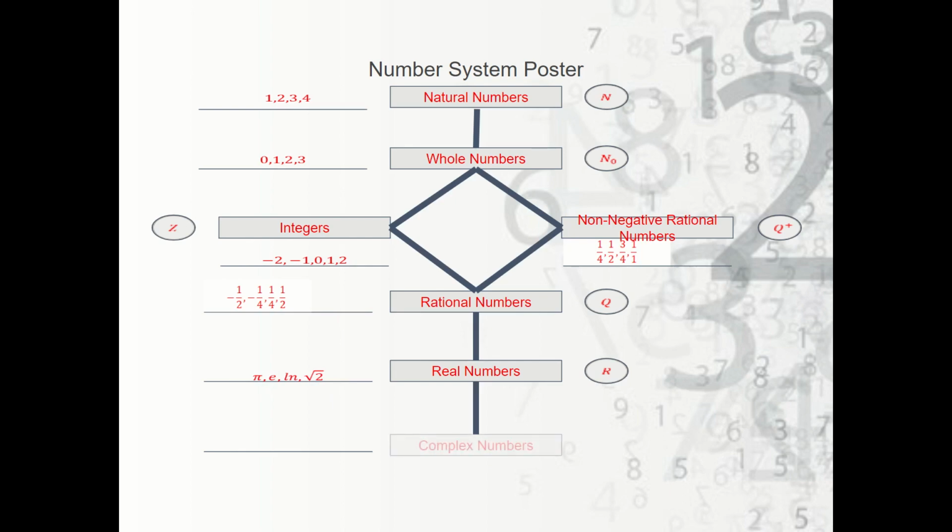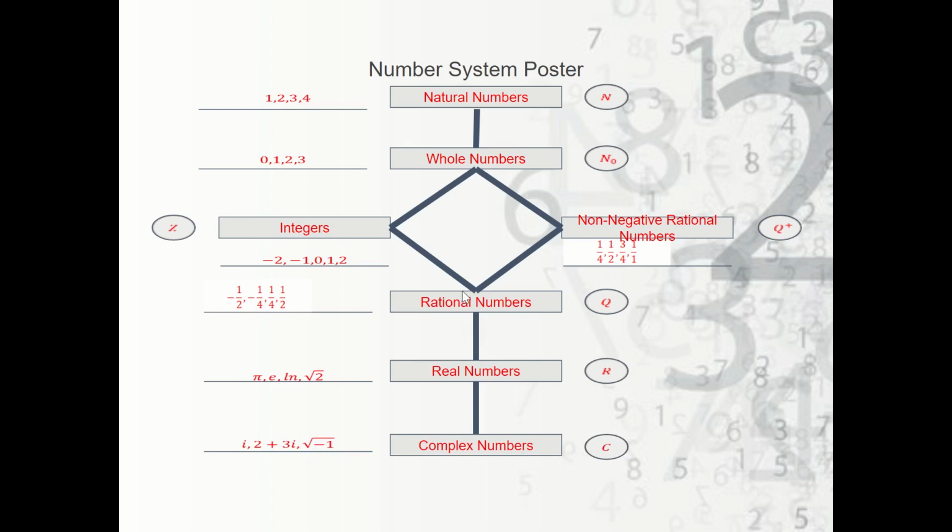After real numbers, we learned that there were complex numbers. These are the imaginary numbers. The symbol for that is C. And some examples of these would be like i, 2 plus 3i, and square root of -1. So all of these would be complex numbers. So this is the number system.